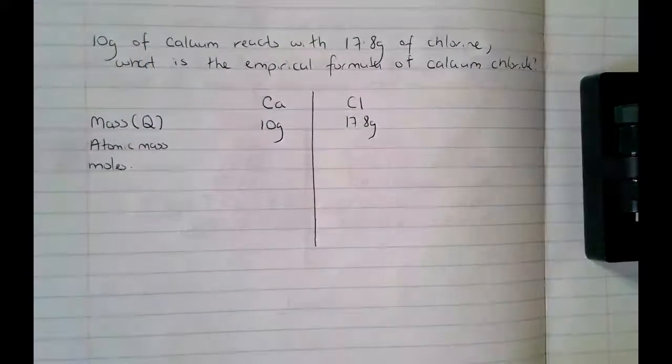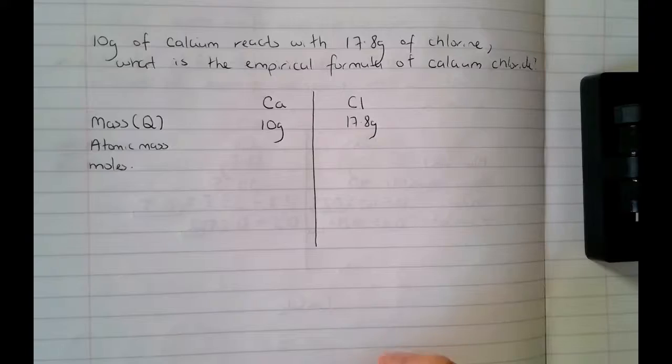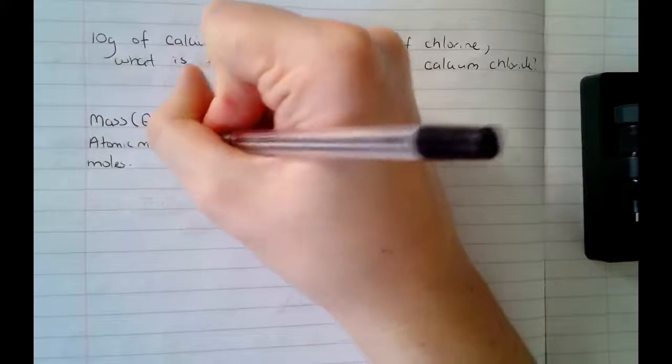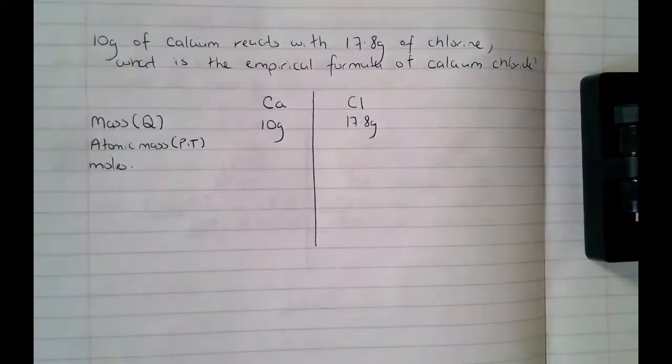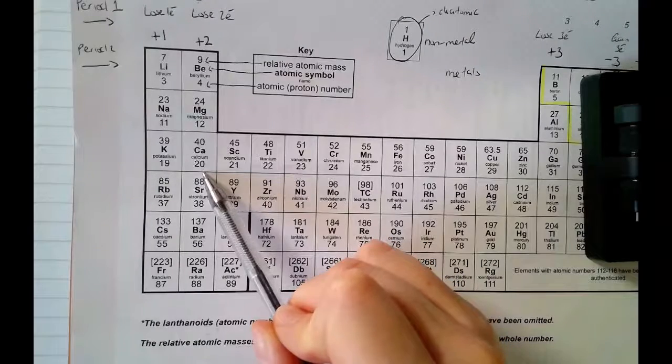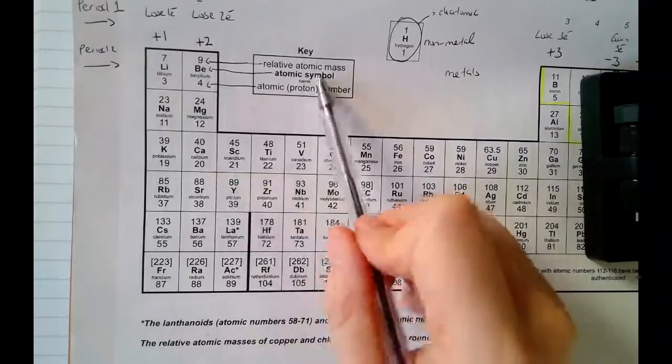I'm getting both of those values from the question, and that will always be the case. The next line is atomic mass. This you are going to get from your periodic table. If I go to my periodic table and look at calcium, I will see that there are 2 numbers next to it, 40 and 20. If you ever forget which number is the mass, you just look at the key.